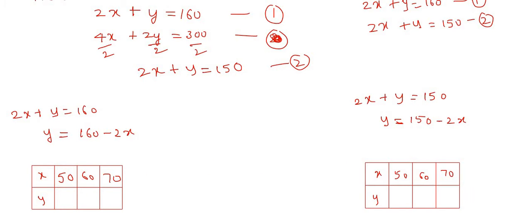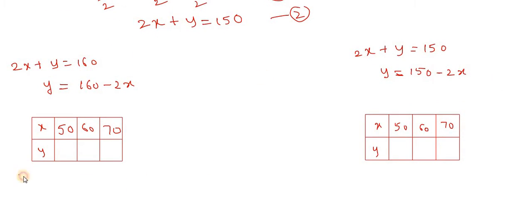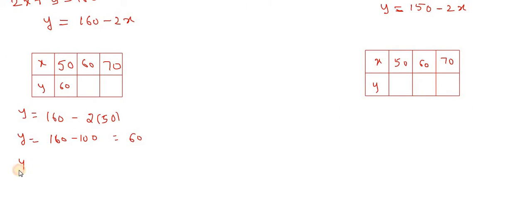If we take x equal to 50 in the first case, y is equal to 160 minus 2 into 50. 2 into 50 is 100, so 160 minus 100 is 60. Next, x is equal to 60: 2 into 60 is 120, so 160 minus 120 is equal to 40, right?